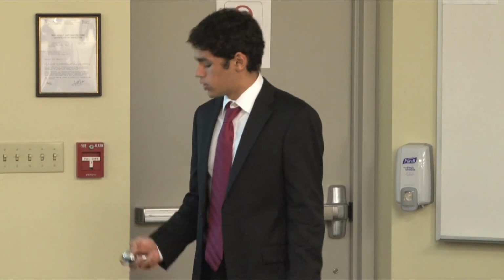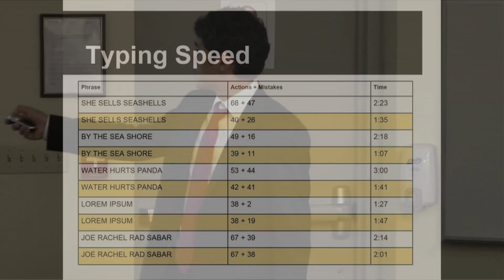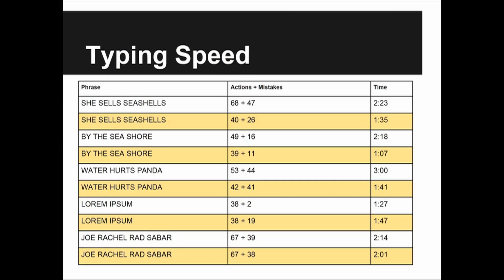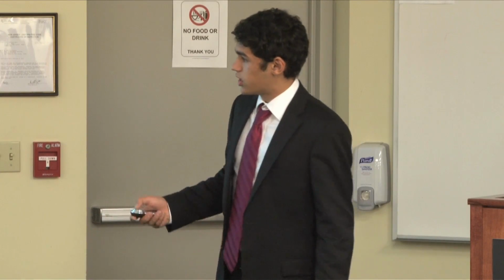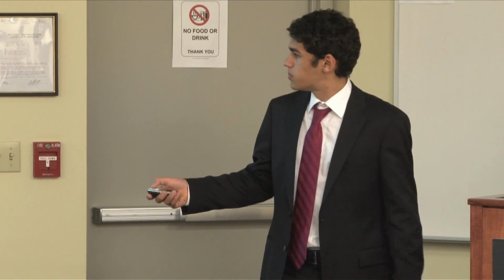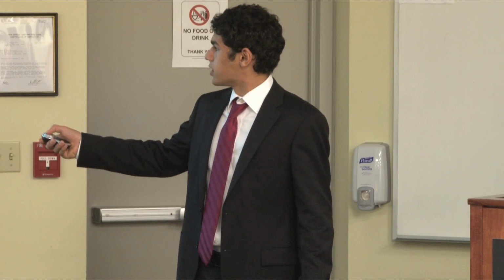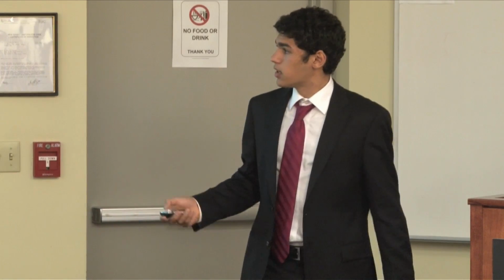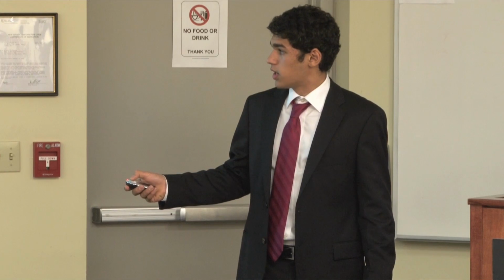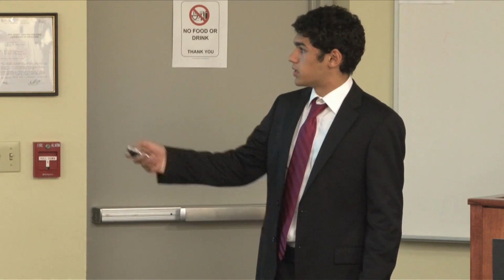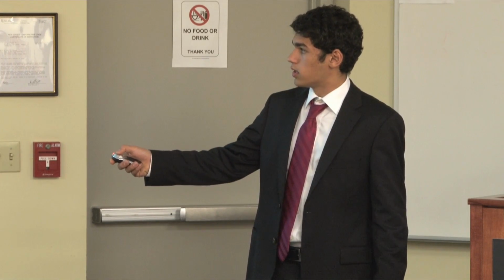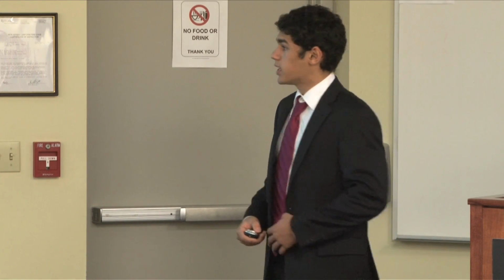And here's some test runs we did. You can see all these lines that are white are without autocomplete, and the highlighted lines are with autocomplete. You can see that for any common phrases, she sells seashells by the seashore, water hurts panda, the times are much less. And this is because, for example, for seashells, I only need to type the first three letters to actually type the whole word out. And you can see a lot less actions are required, and this results in less mistakes.